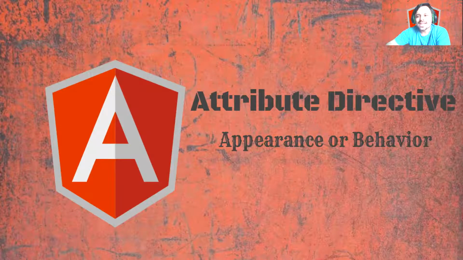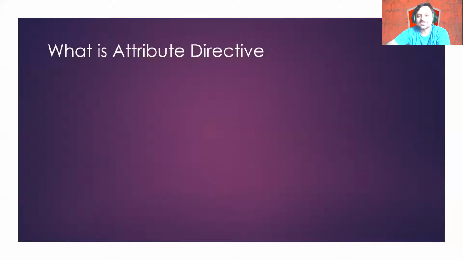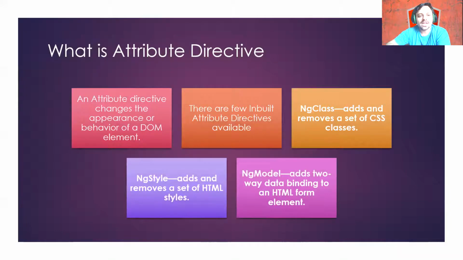Hi everyone. In this video, we are going to discuss what is an attribute directive. So let's check the definition. An attribute directive changes the appearance or behavior of a DOM element. So what is an attribute? Whenever we are trying to change the attribute of a DOM element, then we require an attribute directive.